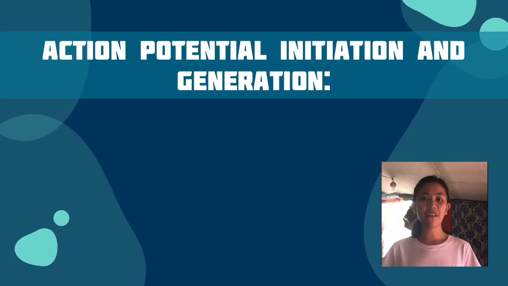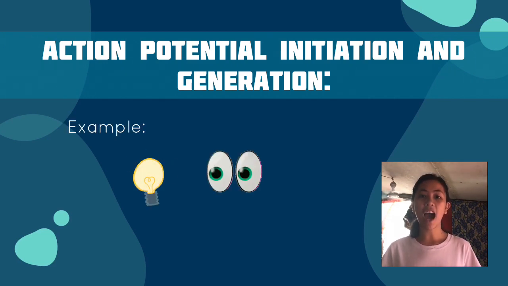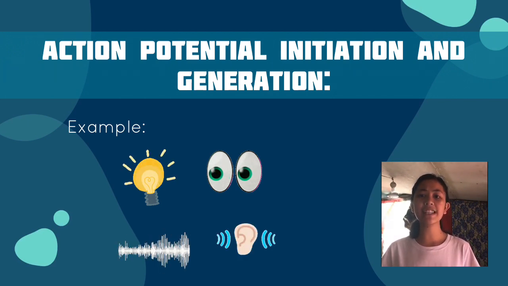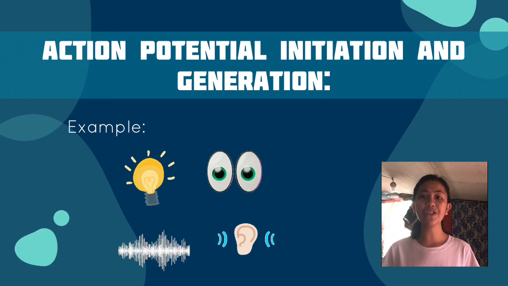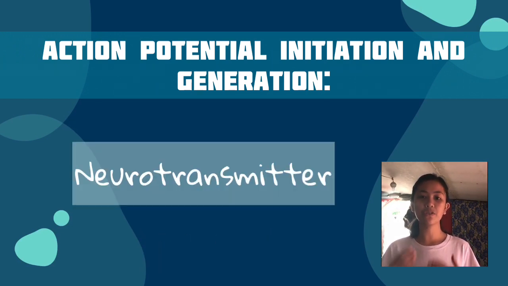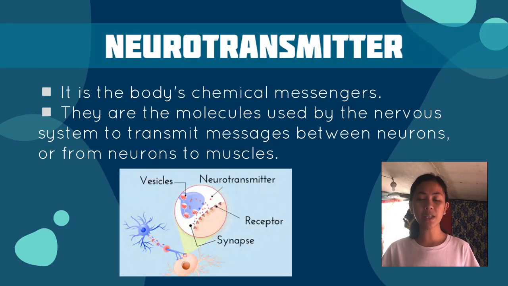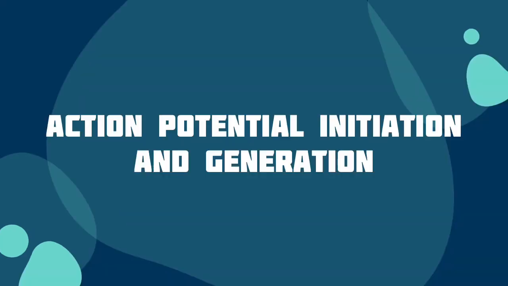Many different types of stimuli excite neurons to become active and generate an impulse. For example, light excites the eye receptors, sound excites some ear receptors, and pressure excites some cutaneous receptors of the skin. Most neurons in the body are excited by neurotransmitters. When we say neurotransmitters, we mean the body's chemical messengers. They are the molecules used by the nervous system to transmit messages between neurons or from neurons to muscles.